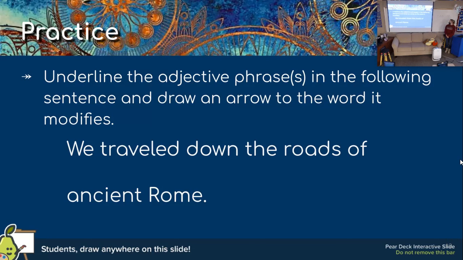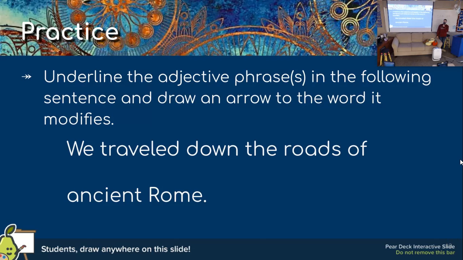We traveled down the roads of ancient Rome. Now, how many prepositional phrases do we have in this sentence? We have 2, right? We have 2 prepositional phrases, but only one of them is an adjective phrase. So let's first start by identifying our prepositional phrases. Then we'll figure out which one's an adjective phrase.